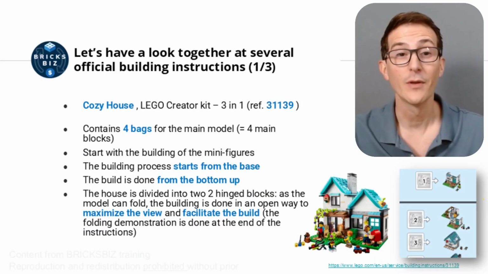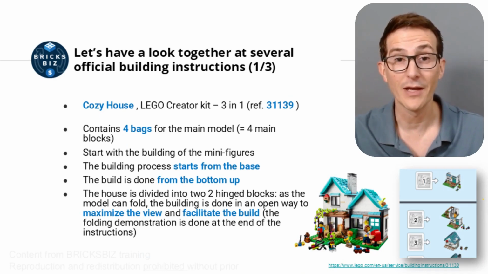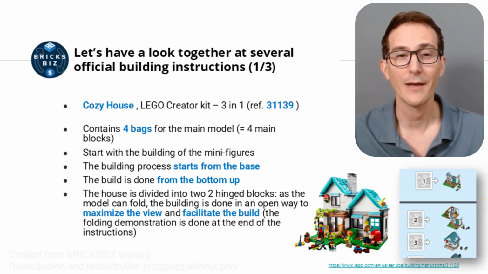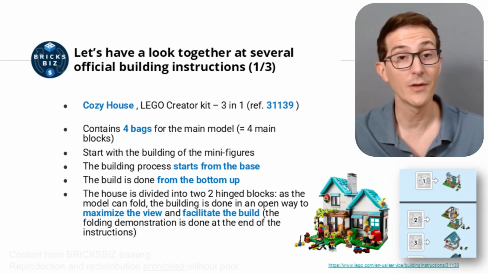You probably have paper booklets for LEGO kits you own at home, so you can have a look at the contents of these building instructions and check the rules I've just described. Let's do this exercise together, and let's look at some official building instructions. Let's start with the Cozy House model, a LEGO Creator 3-in-1 set, having reference number 31139. You can find the building instructions for this box by following the link below this video.